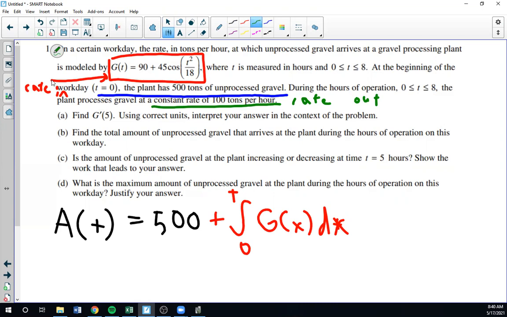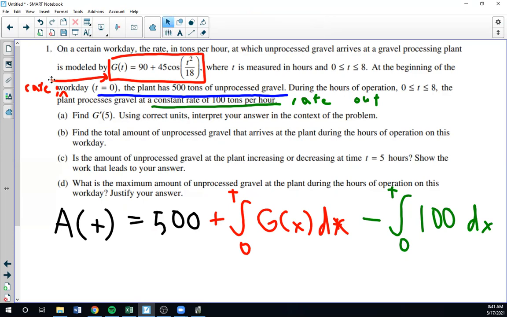Then my rate out is a constant of 100. So the constant of 100 is what goes into my integral. If you did not think of it as an integral and just subtracted 100t, that's fine too, if you want to think of it that way. That might be easier for some of you. So that's my function for amount.